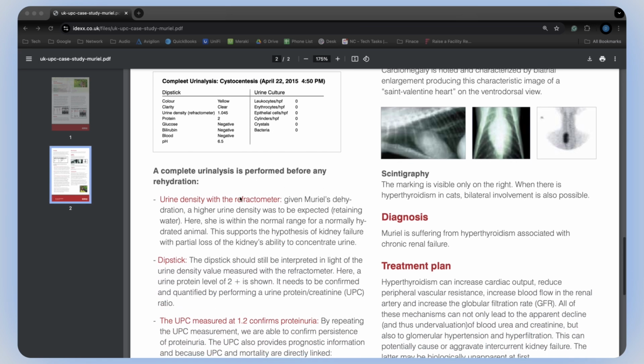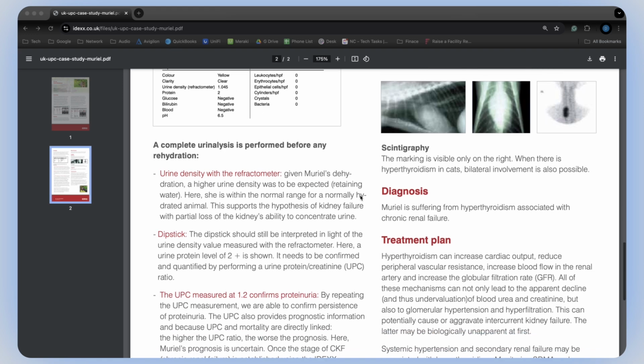Okay, big thing here. A complete urinalysis is performed before any rehydration. Why would we do that? Well, that is essential because we know that the solution to pollution is dilution, right? So we do not want to dilute out any of our possible substances, because we want to make sure that what we're reading is exactly what the animal is here for and has an issue with. So we don't want to dilute anything.